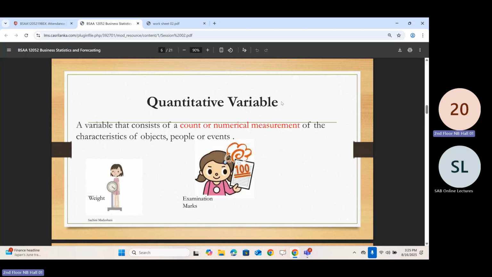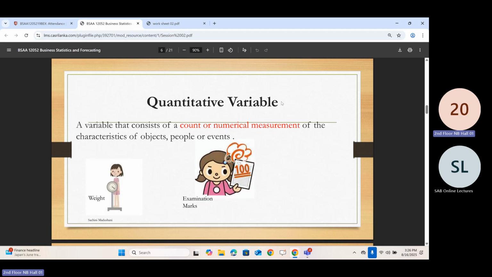Then we move into the two main types of variables. Mainly we can divide variables into two categories. How do we divide them? The basic thing is we look at the variable, which is any measurable characteristic, and check whether it can be measured numerically or not. Take weight. Weight can be measured numerically.